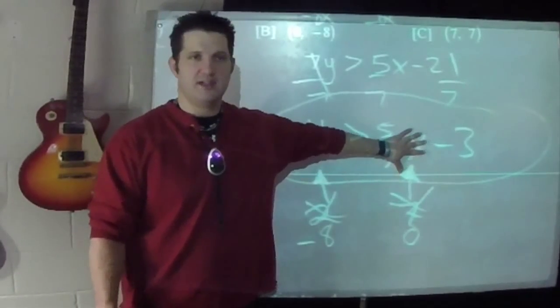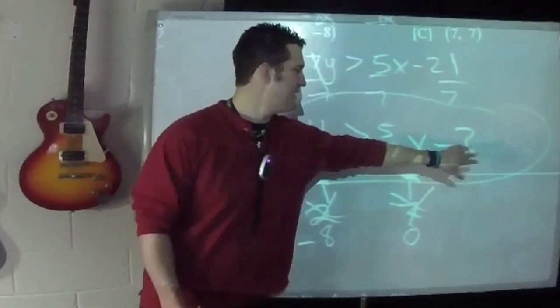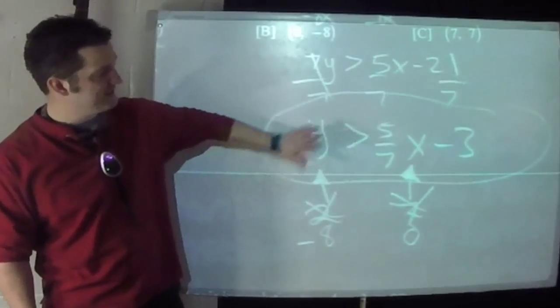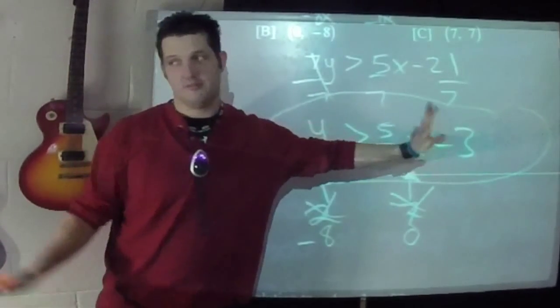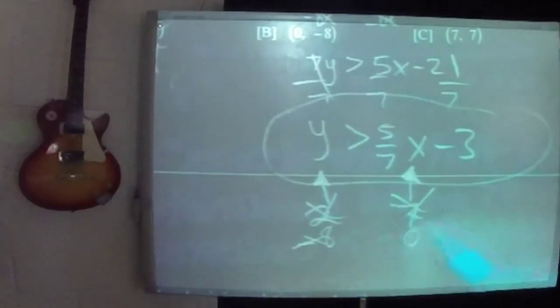5 7 times 0 is 0. So you end up with just negative 3 and negative 8. Is negative 8 greater than negative 3? No. Let's move to the next one.